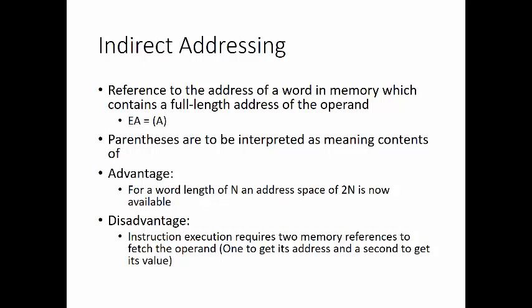The obvious advantage of this approach is that for a word length of N, an address space of 2 raised to the N is now available. The disadvantage is that the instruction execution requires 2 memory references to fetch the operand, one to get its address and a second to get its value. Although the number of words that can be addressed is now equal to 2 raised to the N, the number of different effective addresses that may be referenced at any one time is limited to 2 to the K, where K is the length of the address field. Typically that's not a burdensome restriction, and it can actually be an asset. In a virtual memory environment, all the effective address locations can be confined to page 0 of any process.